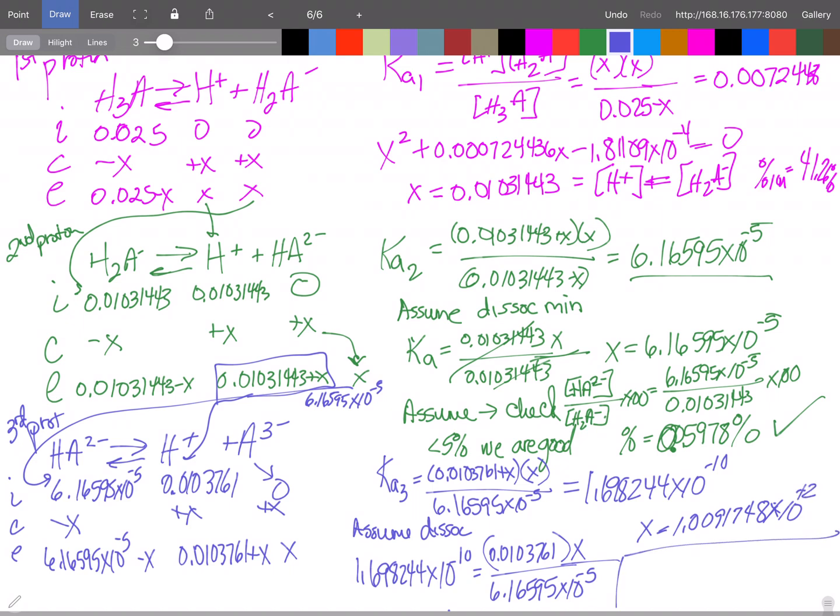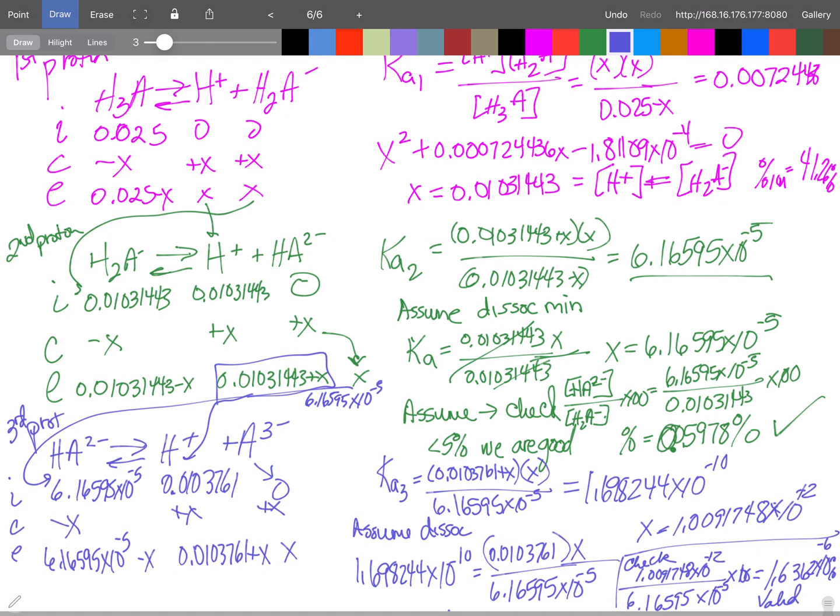So we're going to check it over here in our corner. So that's going to be 1.0091748 times 10 to the minus 12th divided by 6.16595 times 10 to the minus fifth times 100, which comes out to be a whopping 1.6362 times 10 to the negative 6%. Excuse me. So my assumption is valid. So we made our assumption and we're good to go.